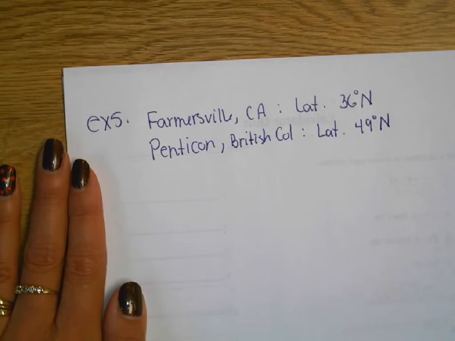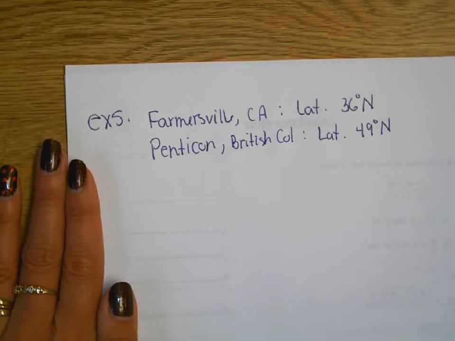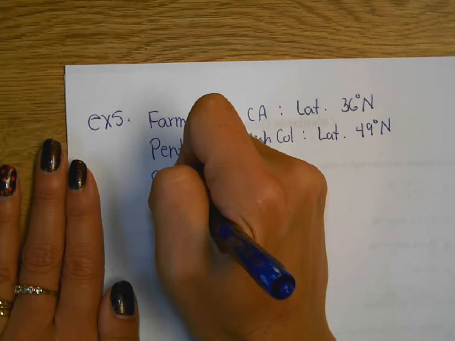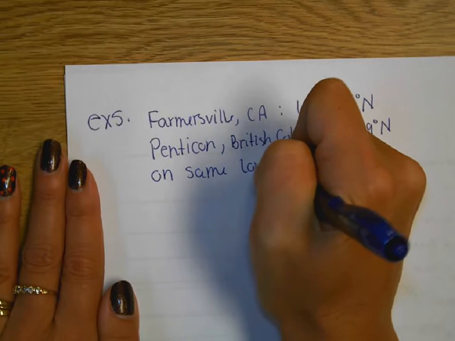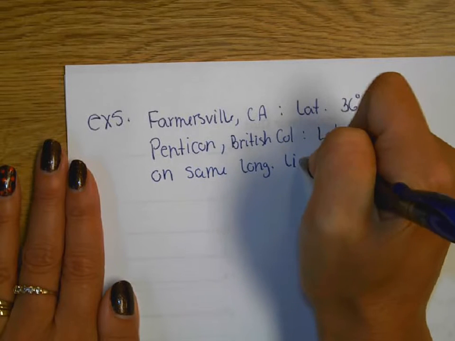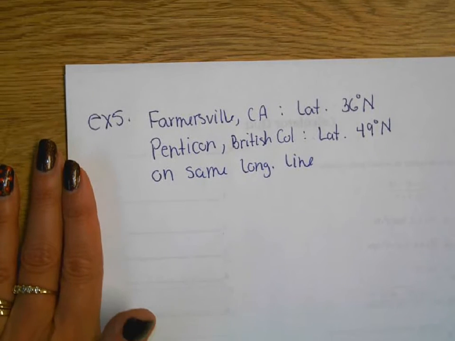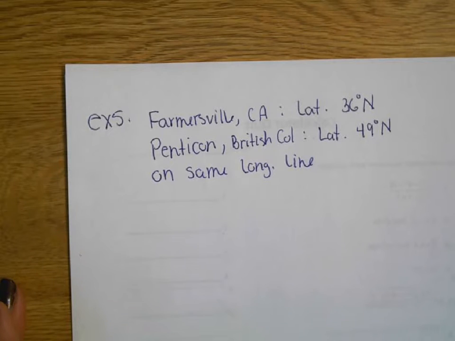Okay, so now that this is latitude, they're on the same longitude line. I can connect them and travel along a longitude line, so I've got the arc of a circle going on. Wait, which one is latitude and which one is longitude? Latitude is this way, and longitude is this way, running up and down. So they're on the same up and down line.